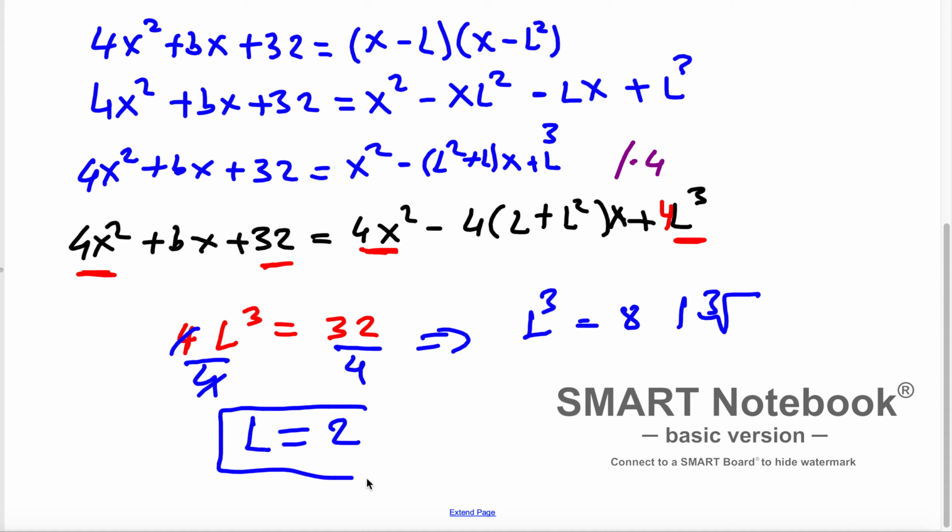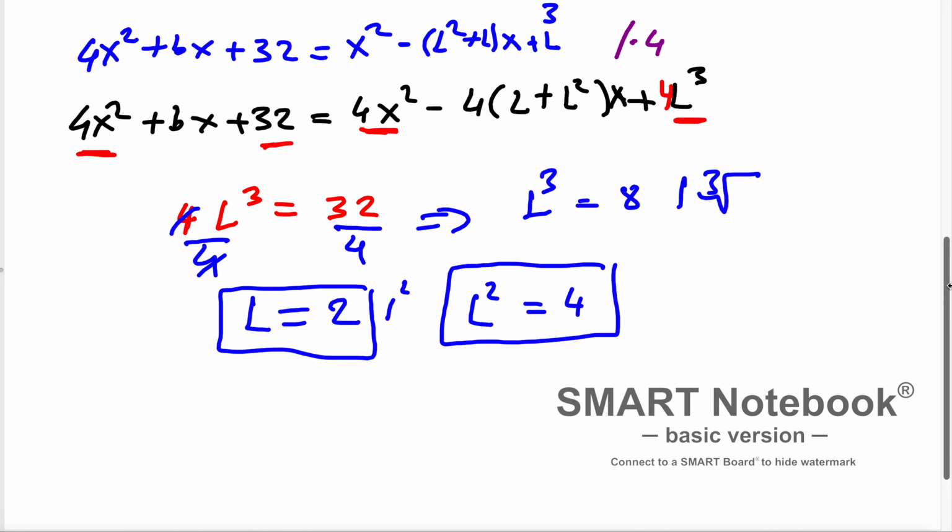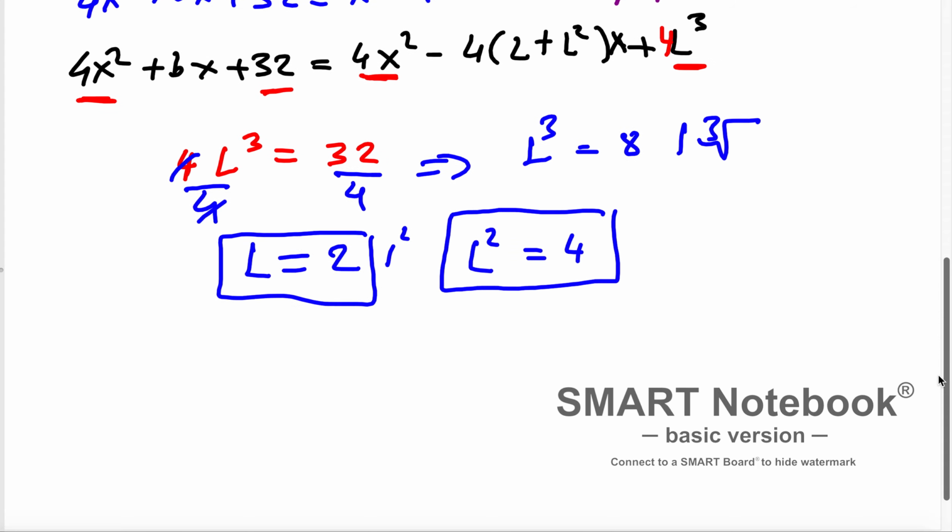So we found L. So this is good. And now L squared, we can find. If I'm squaring both sides, L squared is going to be equal to 2 squared, so 2 squared is 4. So we found the L squared. So now on the right side here, I'm going to substitute 2 instead of L, and 4 instead of L squared. And let's see where it leads.